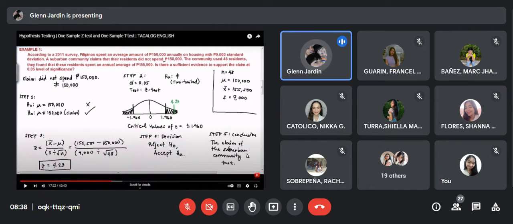And suburban community that the residents did not spend 150,000, did not spend. So meaning to say not equal to 150,000. Kaya nilagay na claim dito. Okay? So that is in contrast ano. So since ang kiniklaim ng ating study is not equal to 150,000, that will be our alternative hypothesis. Therefore, ang ating H-sub-zero is equal to 150,000 ano. Okay? Kaya yun nakalagay sa step 1 ito.